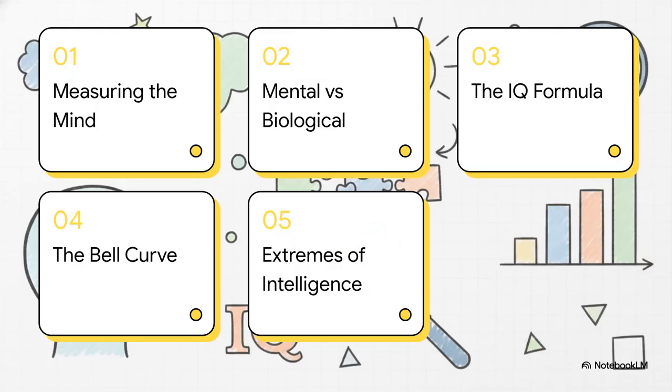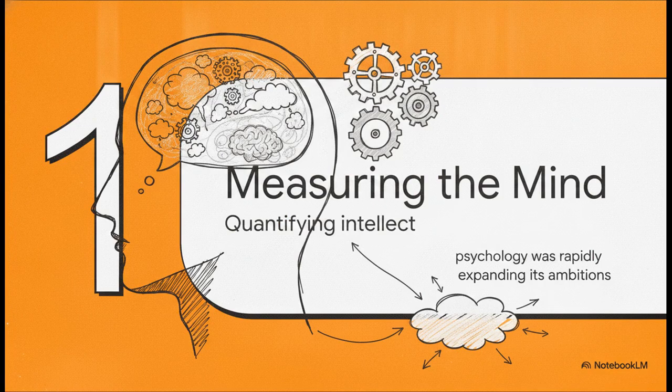1. Measuring the mind. 2. Mental versus biological age. 3. The IQ formula. 4. The bell curve. And 5. Extremes of intelligence. Section 1. Measuring the mind, the historical quest to quantify intellect.